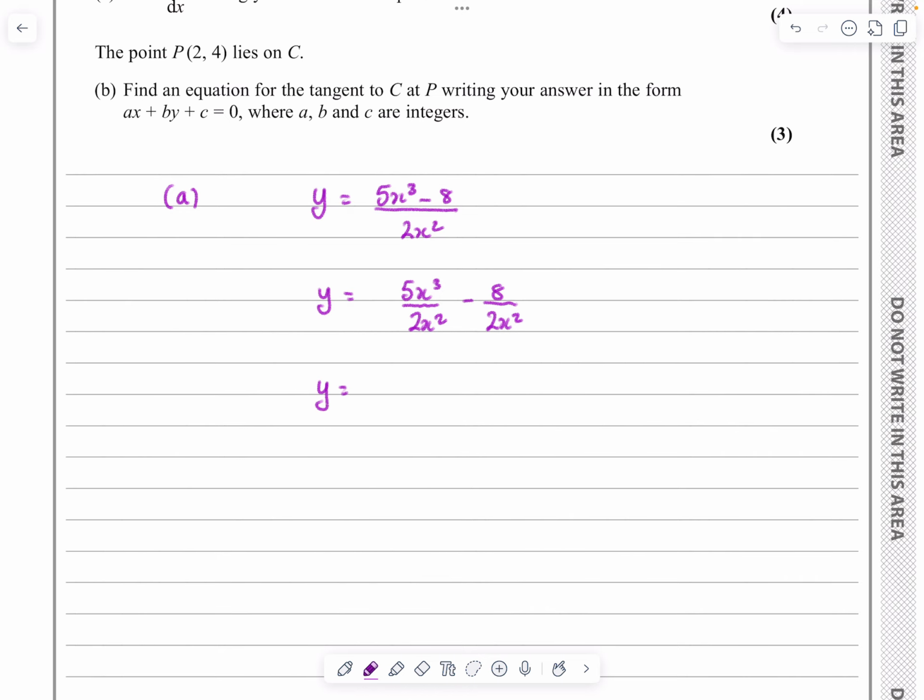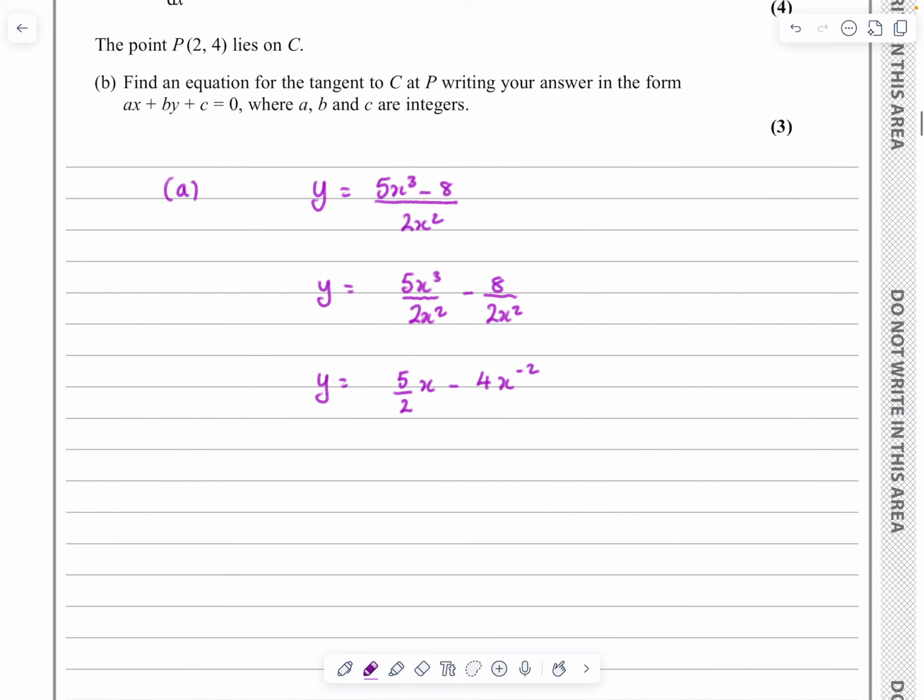So y is equal to x cubed over x squared is going to give me 5 over 2 x, and just be careful with this. This is 4, and then it's x to the minus 2, isn't it? Now we're ready to differentiate. So dy by dx, differentiating 5 over 2x is just 5 over 2, and differentiating the other one, multiply by the power, and then take one off the power, is going to give me 8x to the minus 3 like that.